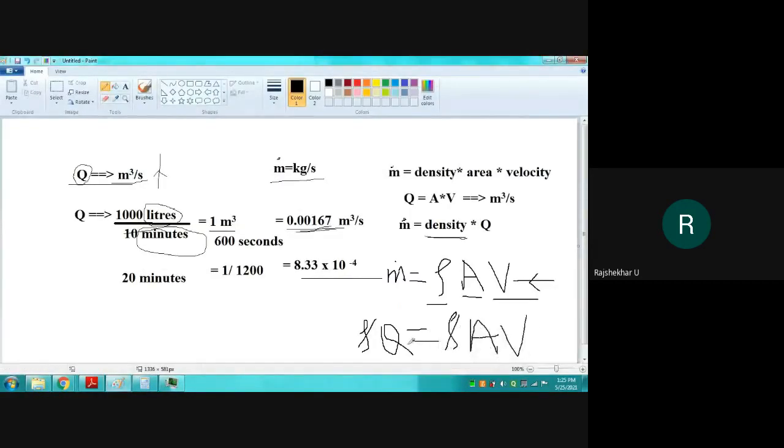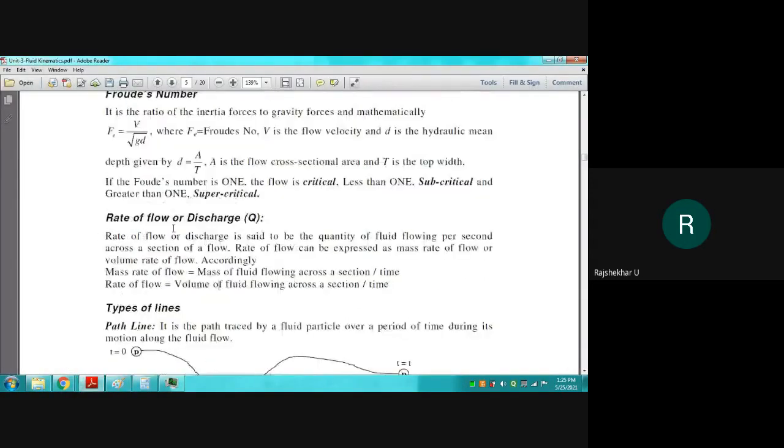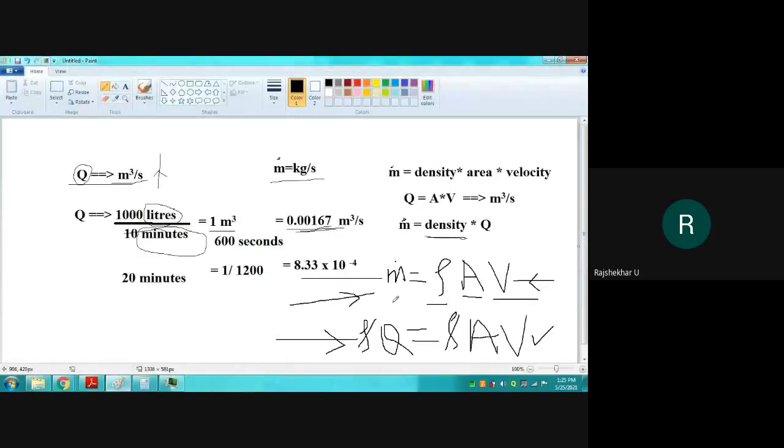Okay. So we get Q is equal to A into V. This equation is used for liquids. This equation is used for gases. Both are known as continuity equations. So for your IA, the portion will be till this discharge or rate of flow or this continuity equation for your IS labs.